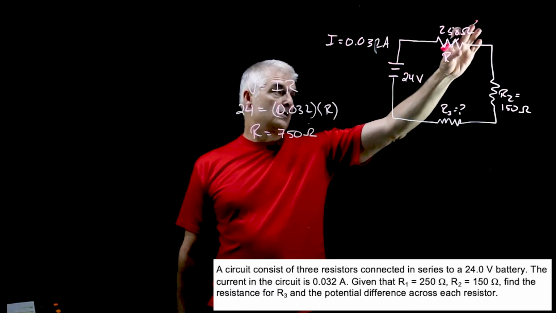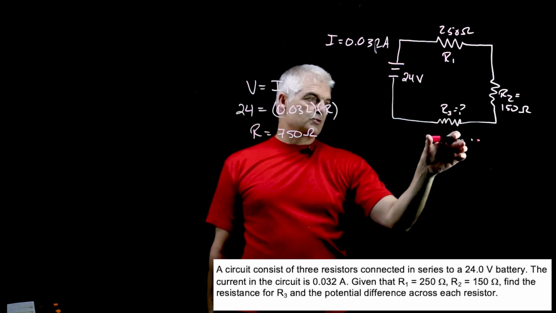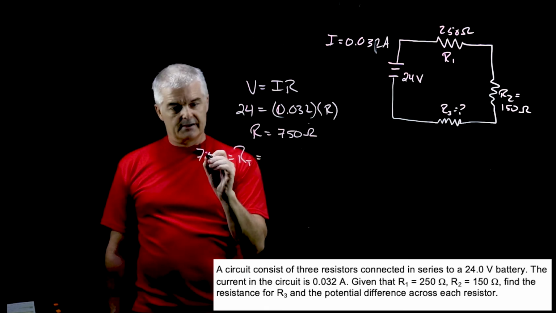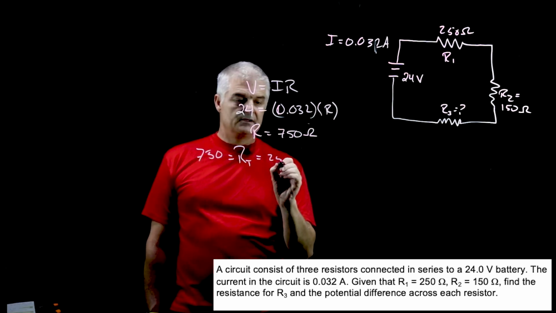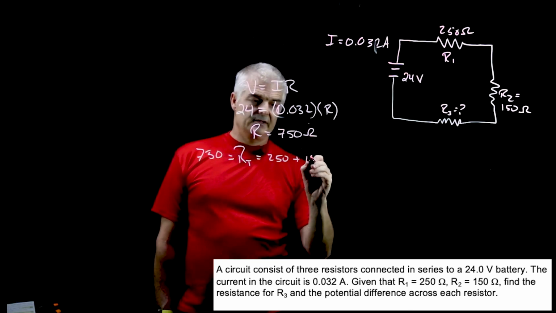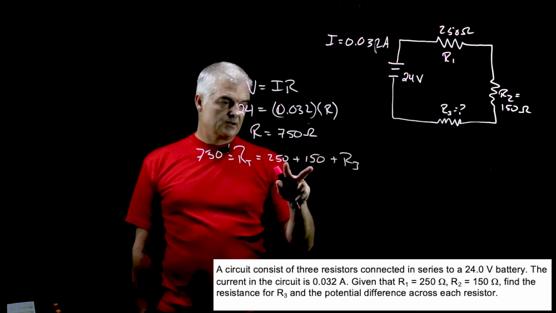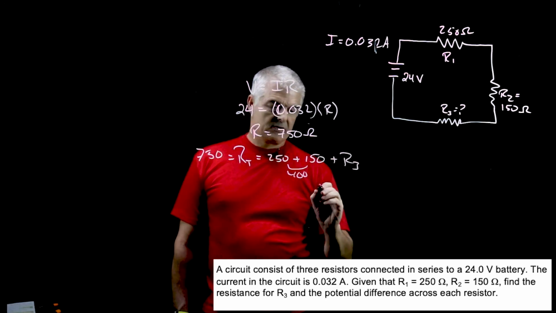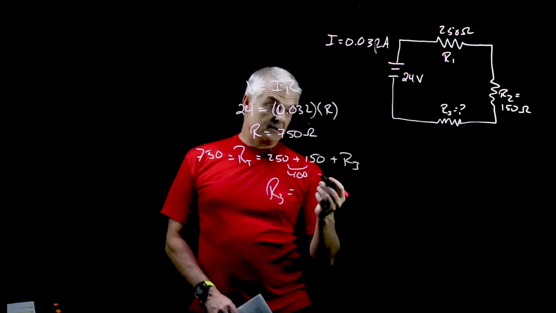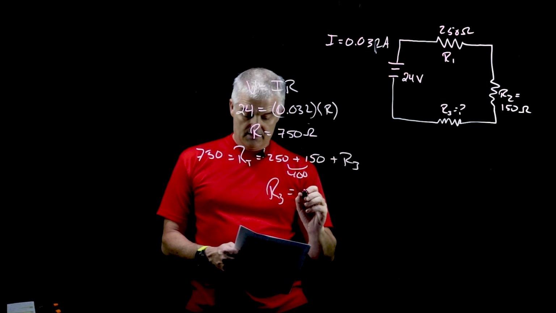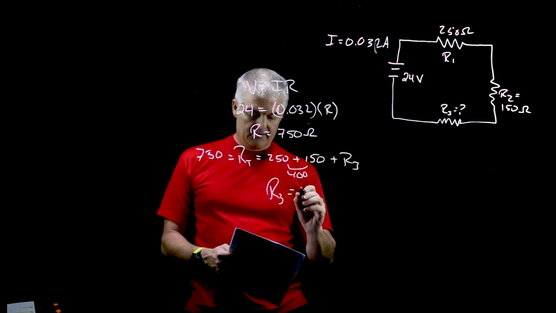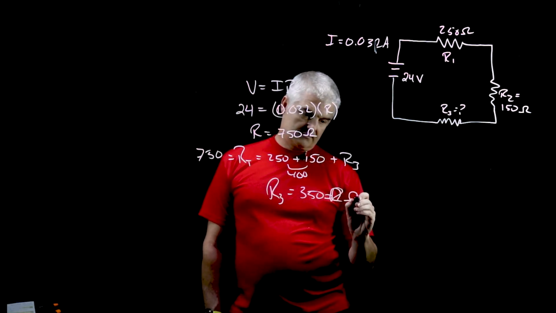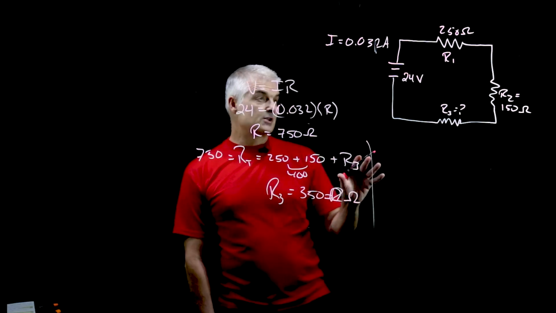Now, that's the total of all the resistance in this system. Now, we've got R1, R2, and R3, so you can say the R total is equal to R, and we know the R total is 750, right? Is equal to R1, which is 250, plus R2, which is 150, plus R3. 250 and 150 is 400. Subtract 400 from both sides. R3 is simply going to be, I bet you can figure this out, 350 ohms. Now, it asks for the potential difference across each.